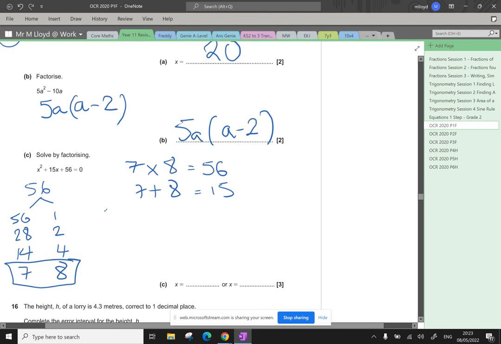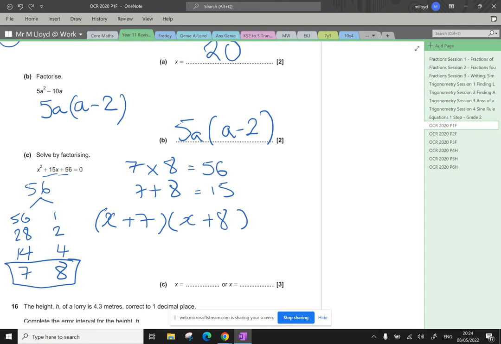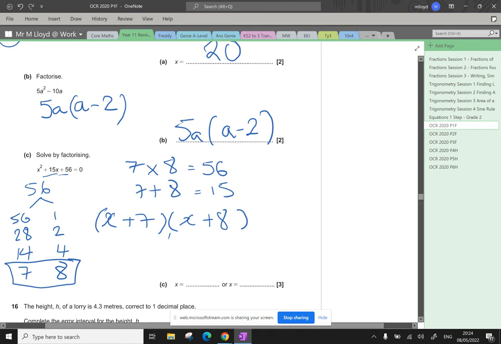Right, that means that we put them into brackets. I don't need to make any more considerations because we've got two positives in there. So x plus 7, x plus 8. It doesn't matter what way round they go, because if we did 3 times 5 or 5 times 3, we'd still get 15. So this is a multiplication. Having these next to each other means multiply.